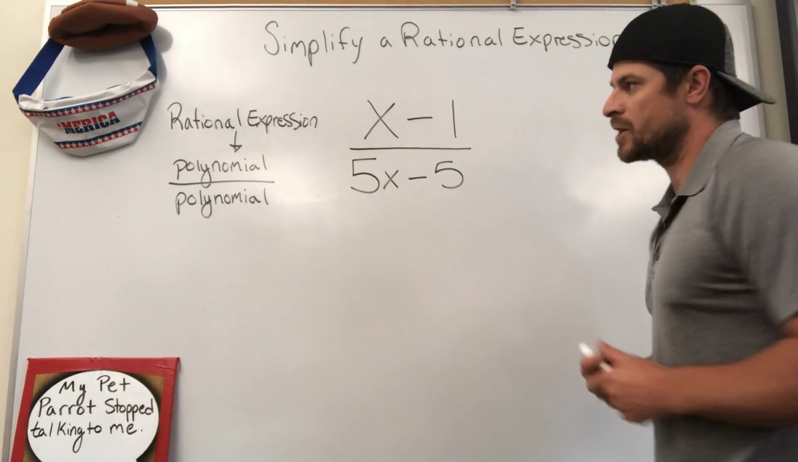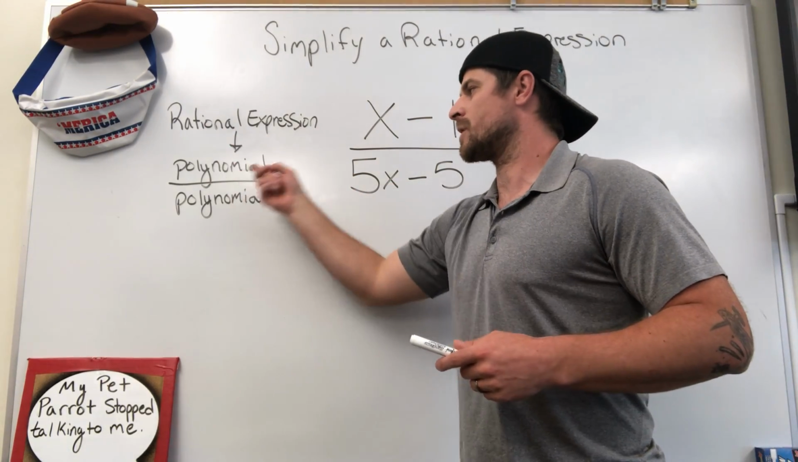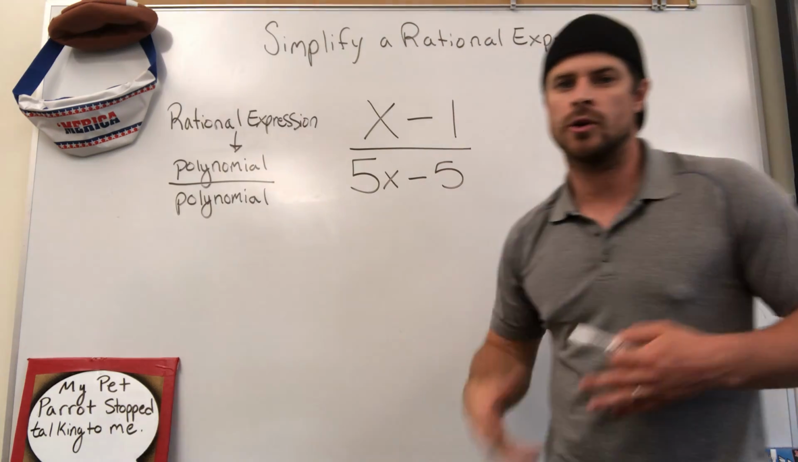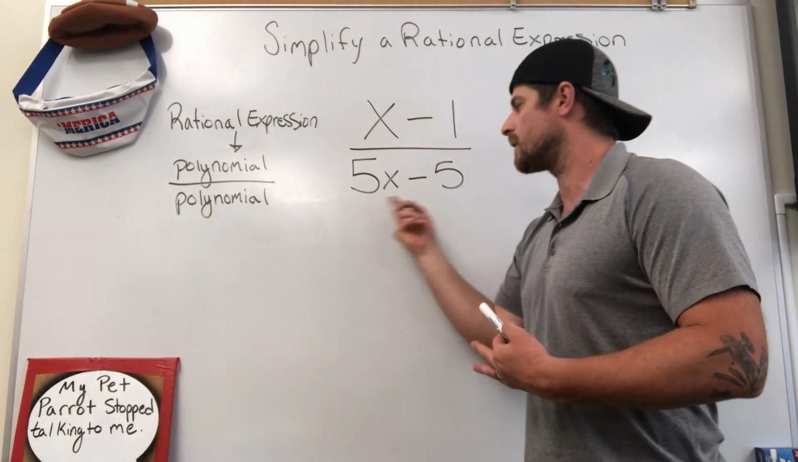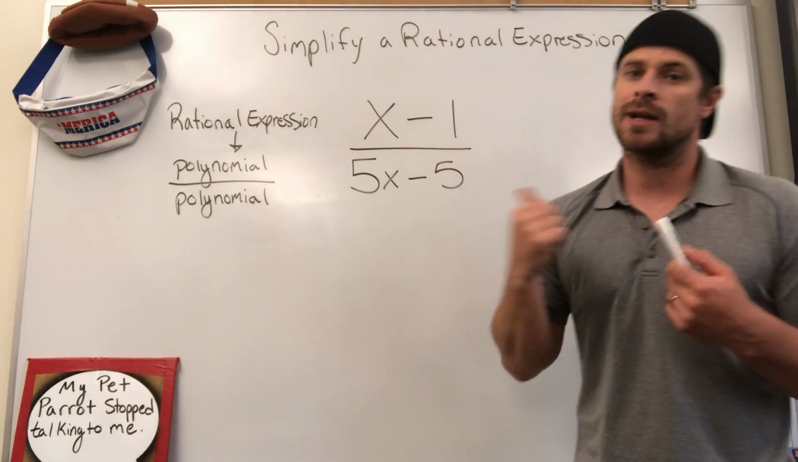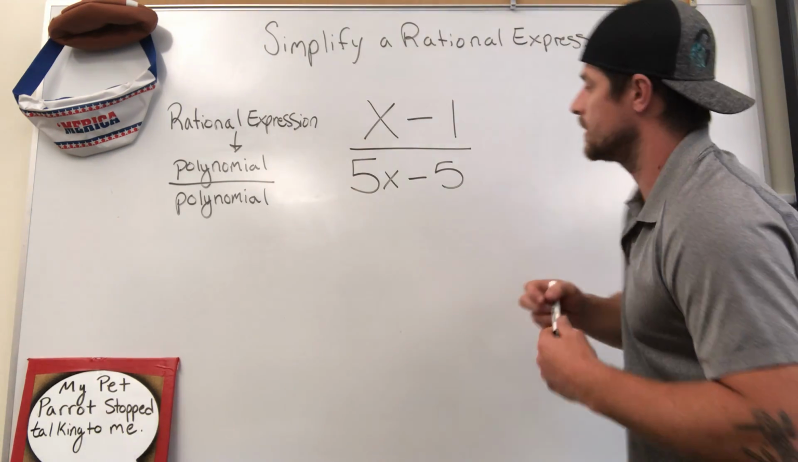Simplifying a rational expression. Basically, a rational expression is just a polynomial over another polynomial, like you see here with x minus 1 over 5x minus 5. So if you don't know how to do this, you're about to learn today. All right, here we go.